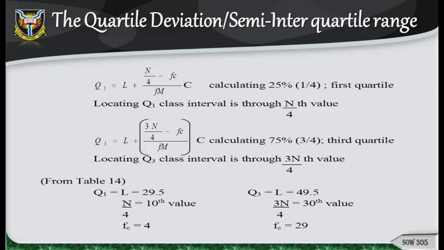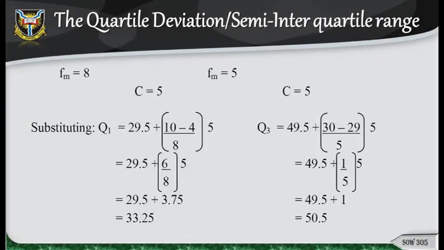From table 14, for Q1, L equals 29.5. N over 4 equals the 10th value. For Q3, L equals 49.5. 3N over 4 equals the 30th value. Fc equals 4 for Q1 and Fc equals 29 for Q3. Fm equals 8 for Q1 and Fm equals 5 for Q3. C equals 5.